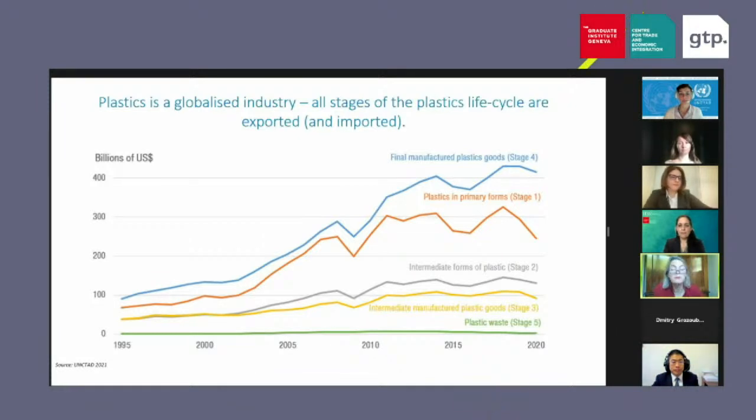Now, this is a very, very important part of the life cycle because it's where it all begins. It's with the resin pellets and the raw materials that go into the production of plastic. Then the intermediate manufactured plastic goods are again part of that value chain of making products.